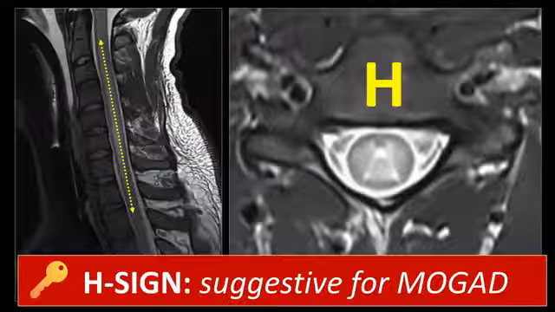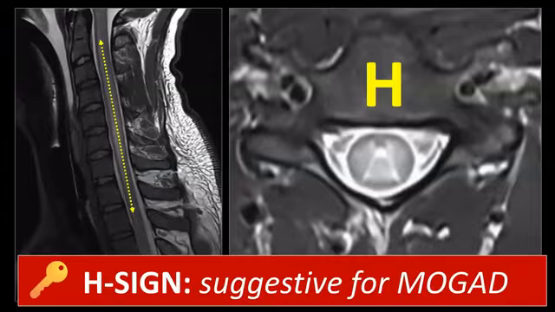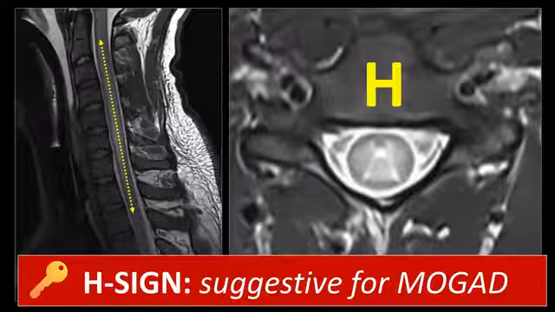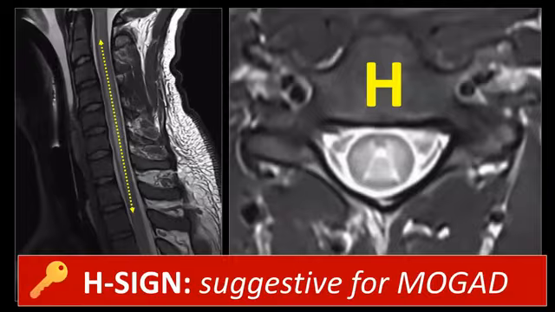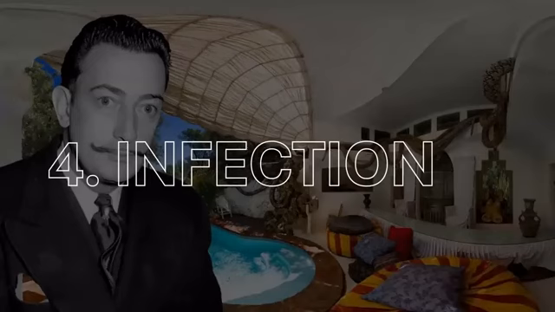This all makes sense. If you have it in the spinal cord and you see the H sign, MOGAD is more prevalent. It's not pathognomonic. These signs are rarely 100% pathognomonic. You can also see it in NMOSD, for instance, but it's a lot more strongly associated with MOGAD. So if you see it, think MOGAD.